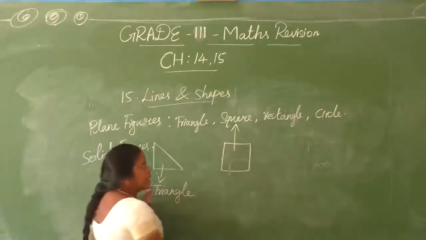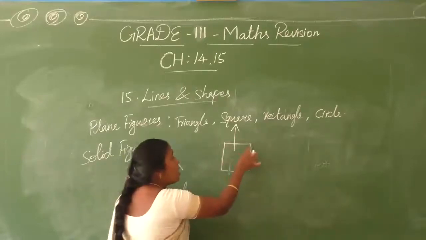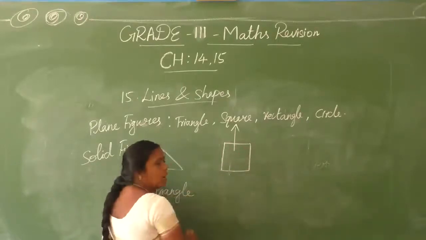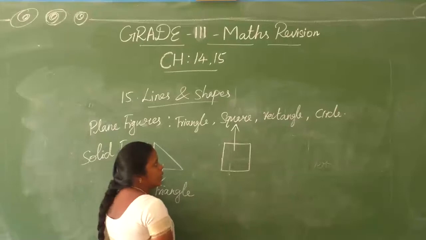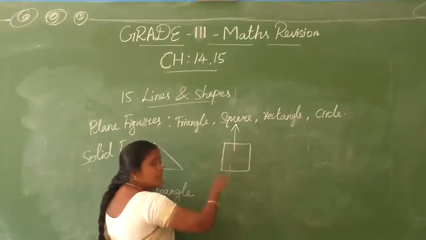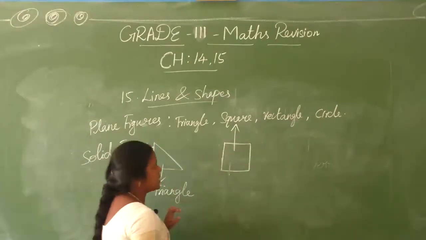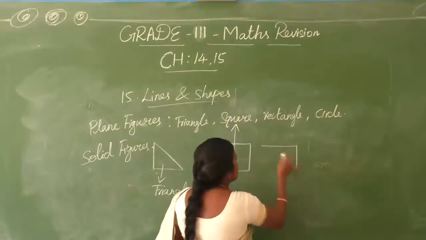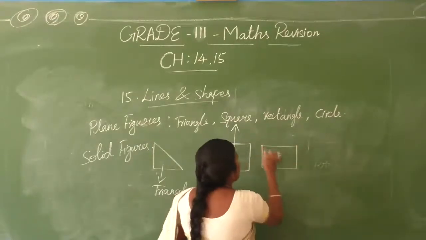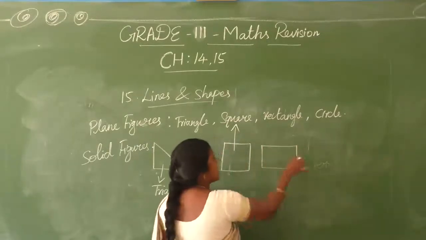Square means all the sides are equal. All the sides are equal. Rectangle also means a four-sided figure, but here only opposite sides are equal.